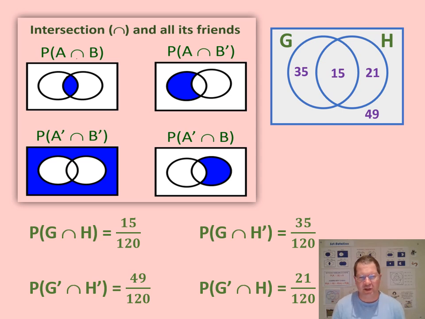Okay, so here we have the probabilities of all the different possible intersections. Top left we already know is 15 over 120 for the probability of G intersection H. Top right, G intersection not H, that's the 35 that's in G but not in H. Not G intersection not H is the 49 that's in neither of them. And not G intersection H is the 21 that's in H but not in G. And again, they're all over 120 because that's the sum of all the numbers.